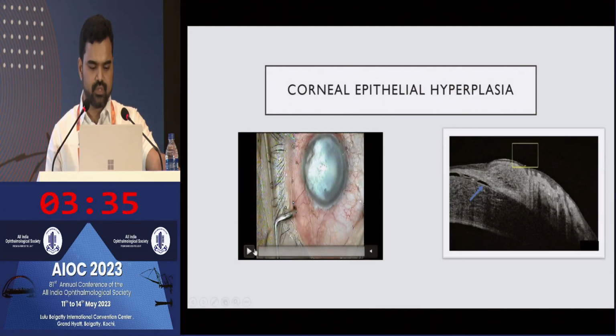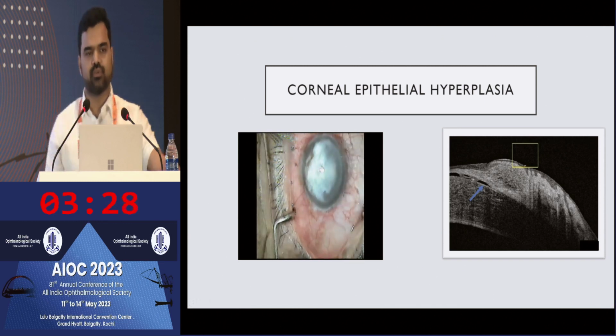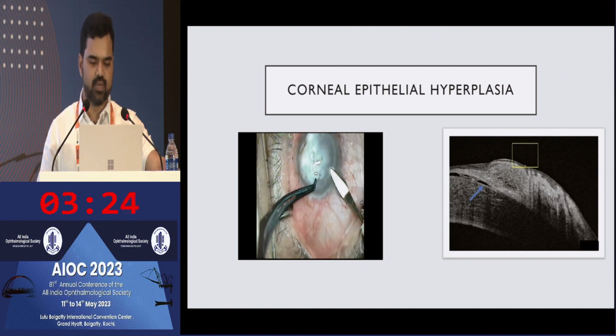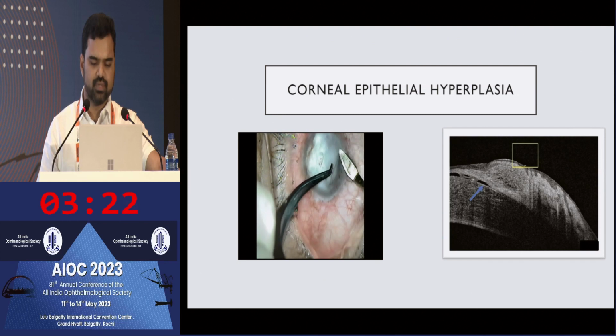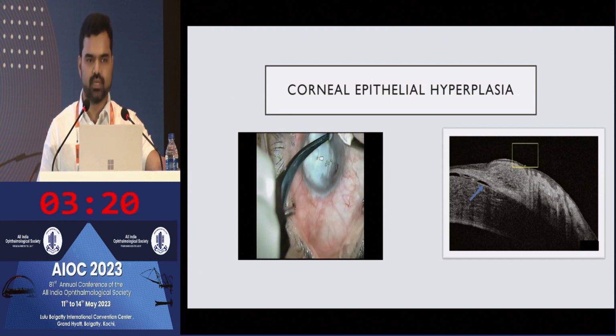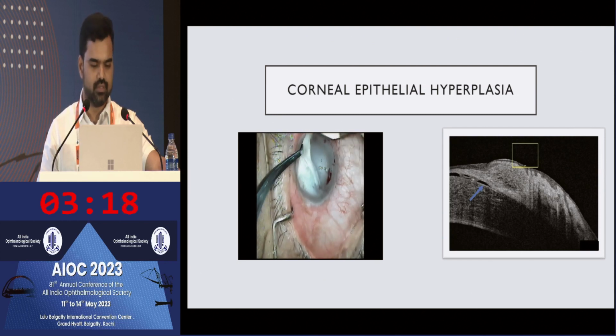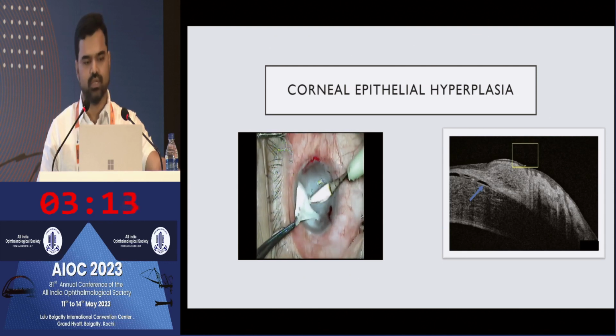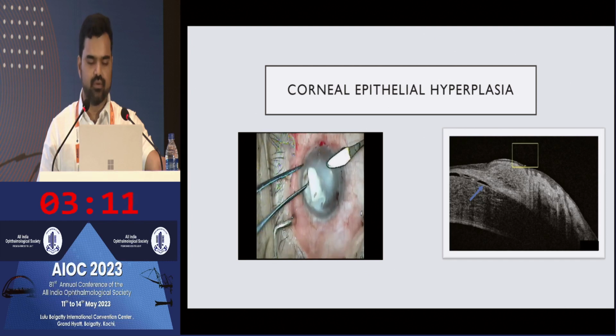Anterior segment OCT, as in DALK, is also a valuable tool to evaluate cases of DSEK. Here, most of the time you see cases with delayed presentation, where there is associated epithelial hyperplasia. So you can evaluate with the help of ASOCT whether there is associated scarring or not, and you can decide whether to go ahead with a penetrating keratoplasty or whether an endothelial keratoplasty would be good enough for this case.